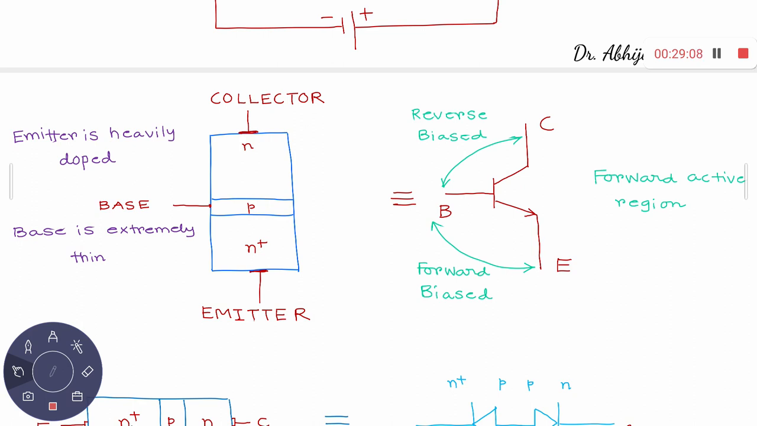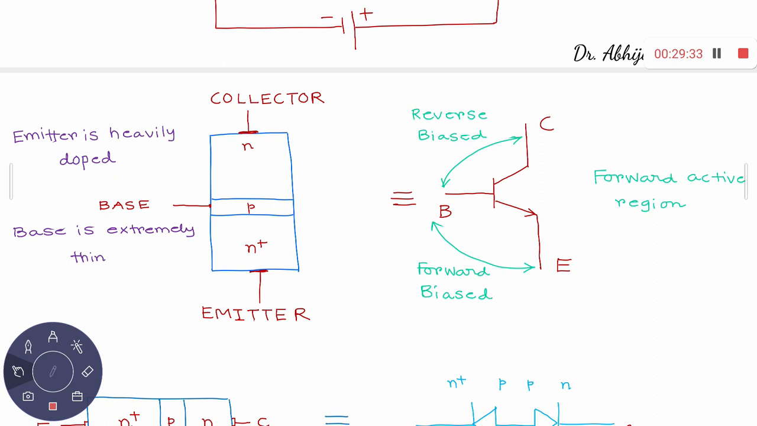Now, since the base emitter junction is forward biased, what do you expect? And remember, it's an N plus P junction. If I assume that there is a 3 order difference, say N plus means 10 to the power 19 atoms per cc and P means 10 to the power 16 atoms per cc.